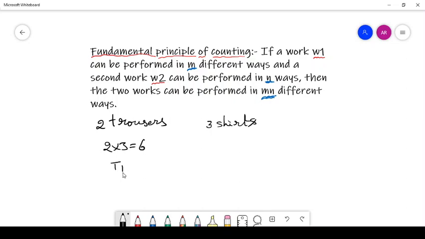You have two trousers, T1, T2, and three shirts, S1, S2, S3. The combination of pairs: if you take trouser T1, you can select T1 S1, T1 S2, T1 S3. Next, T2: T2 S1, T2 S2, T2 S3. So you can select a pair in 2 into 3, that is 6 different ways. This is the fundamental principle of counting.